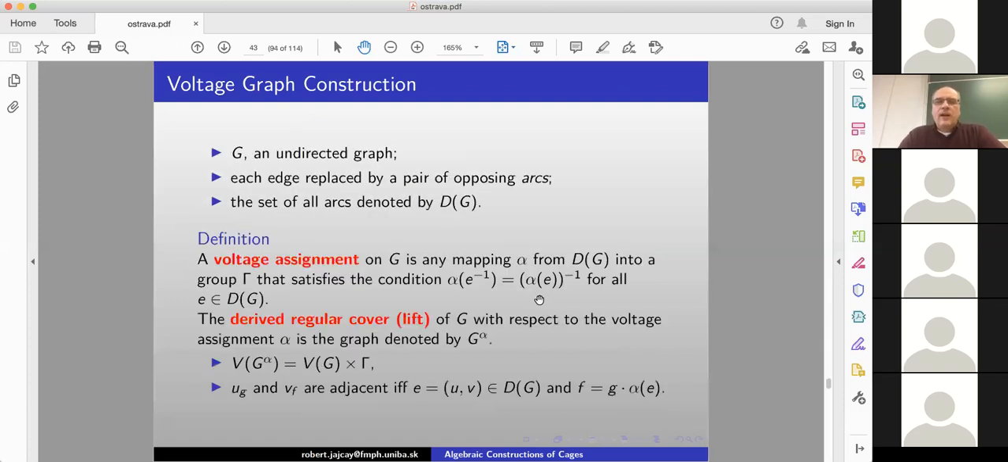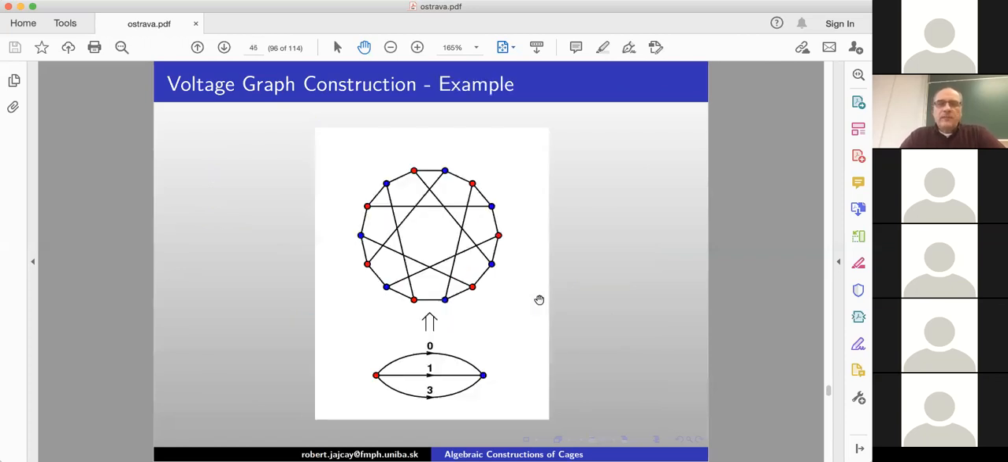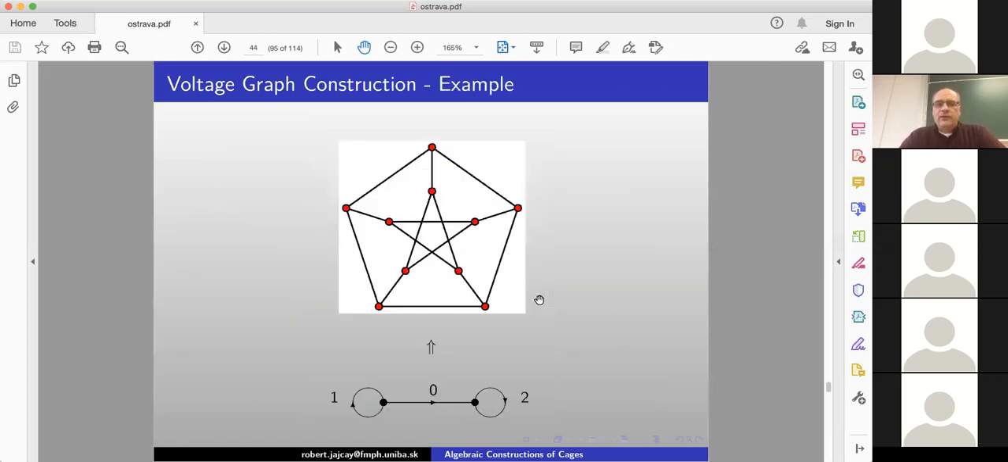So I will skip the voltage graph construction. I apologize. I hope my slides will be posted somewhere. And if somebody wants my slides, of course, I'm willing to share them. Here are two examples of how you construct, for instance, the Petersen graph from the dumbbell graph by assigning elements from Z5 and so on.